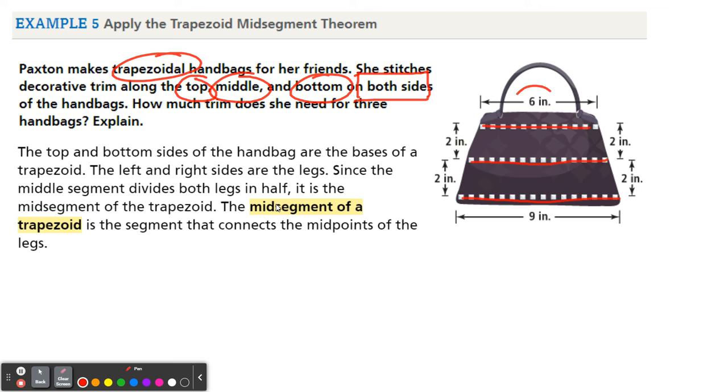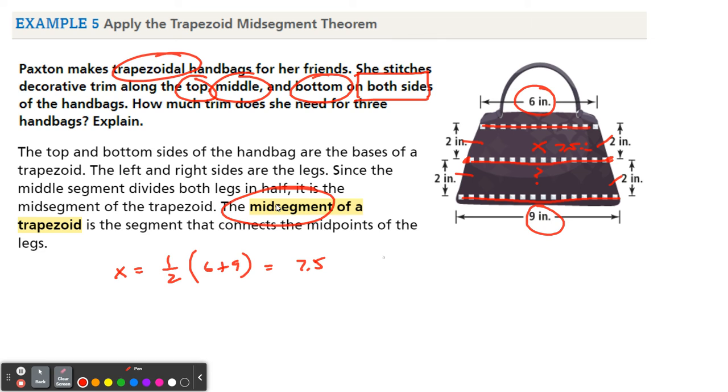So right now we know that the top is 6 and the bottom is 9. We need to find the length of the middle section. Well, over here, 2 inches and 2 inches. These are congruent. These 2 points are midpoints. This is a midsegment. To find the length of x, we need to take half the sum of 6 and 9. That's 15. Half of 15 is 7.5. So this length is 7.5 inches.